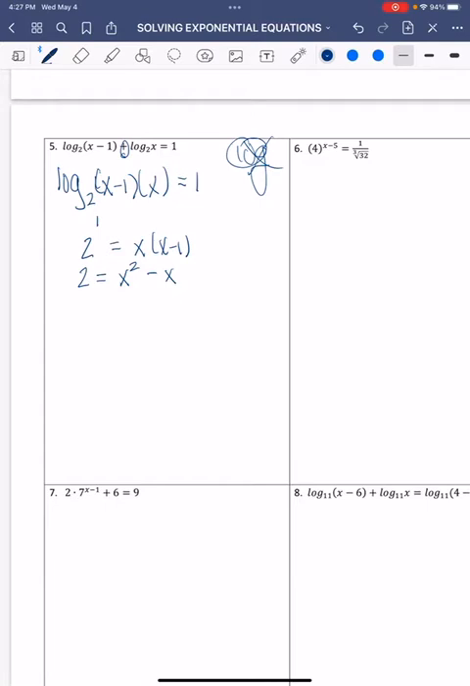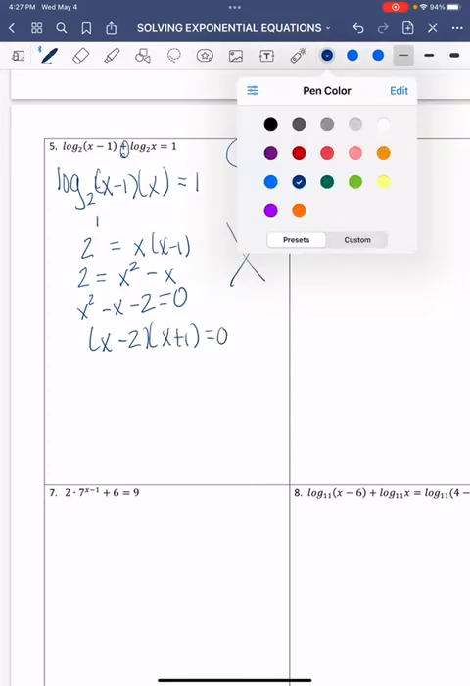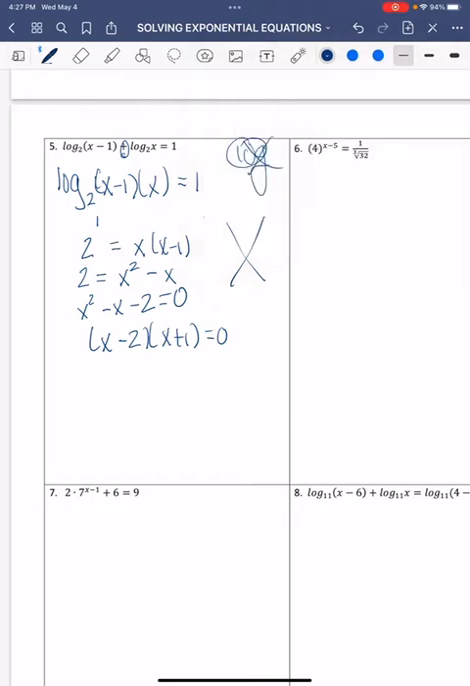2 equals x squared minus x. Okay, so what do I need to do? Set it equal to 0, factor, quadratic formula. Factors as x minus 2, x plus 1. If you need to, make your diamond, etc., etc. Zero product property.